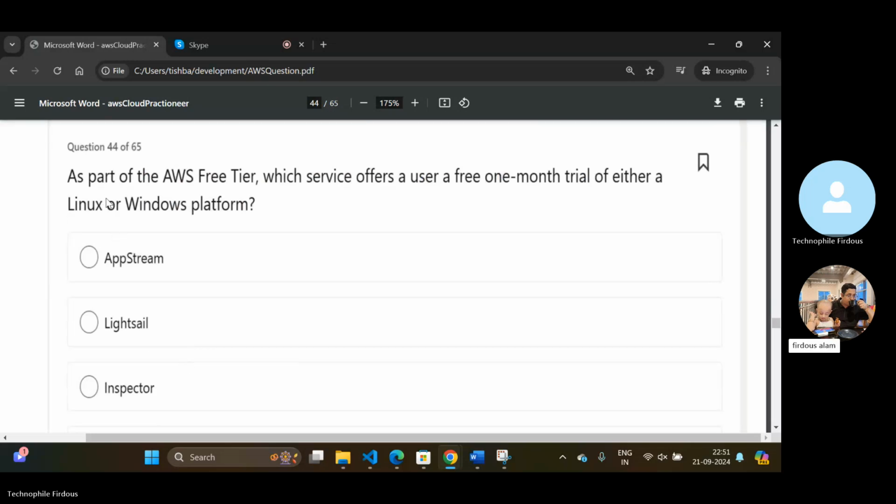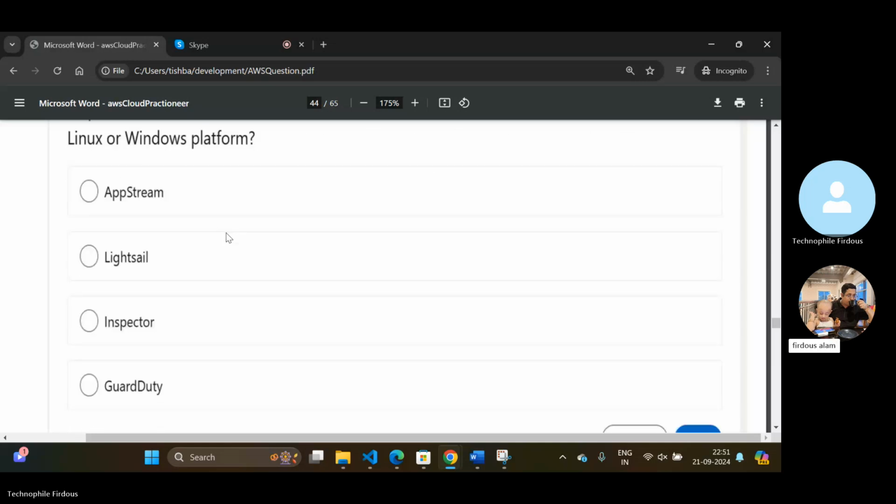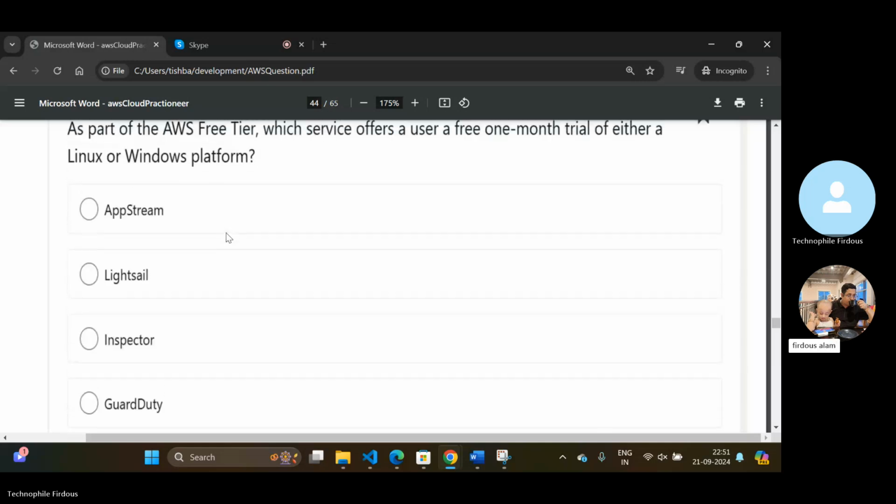It's telling us, as a part of the AWS free trial, which service offers a 1 month trial use of either a Linux or a Windows platform. So which service gives you 1 month of free use? I think it's Lightsail and GuardDuty. These two give some free service, but as per this question, the correct answer would be Lightsail.